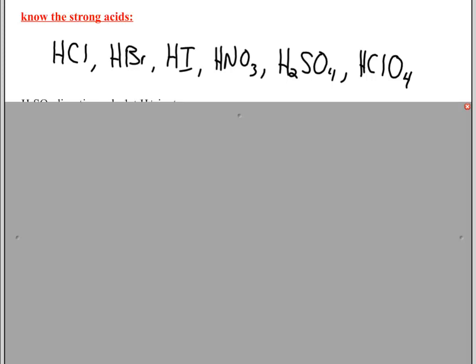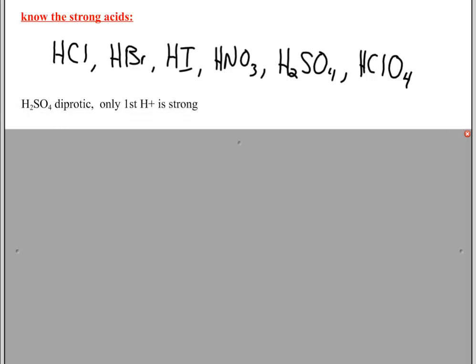Now, we have a problem with sulfuric acid because it's diprotic. Diprotic means 2 protons, so 2 hydrogen ions. Only the first hydrogen ion is a strong ion, and will completely dissociate. That second hydrogen ion is less inclined to leave the sulfate ion. It's somewhat strong, but it's not 100% dissociative. So we have to deal with an equilibrium when we're looking at the hydrogen sulfate ion.